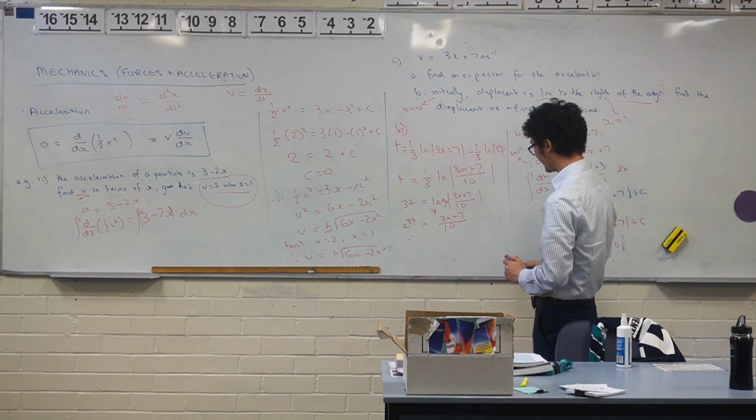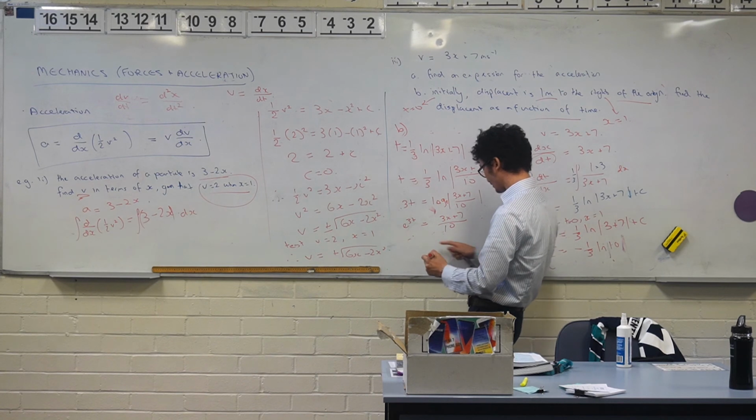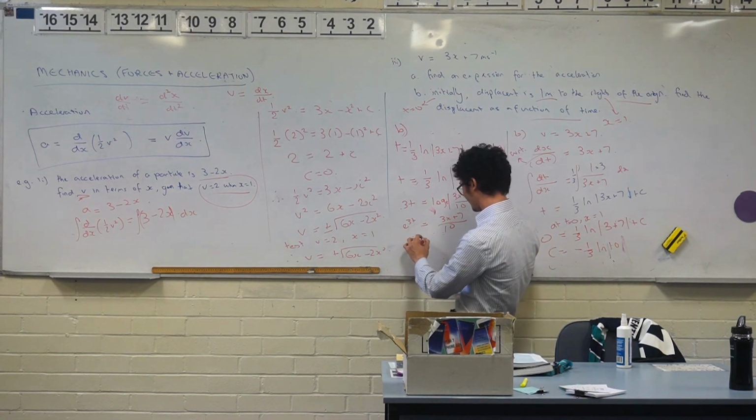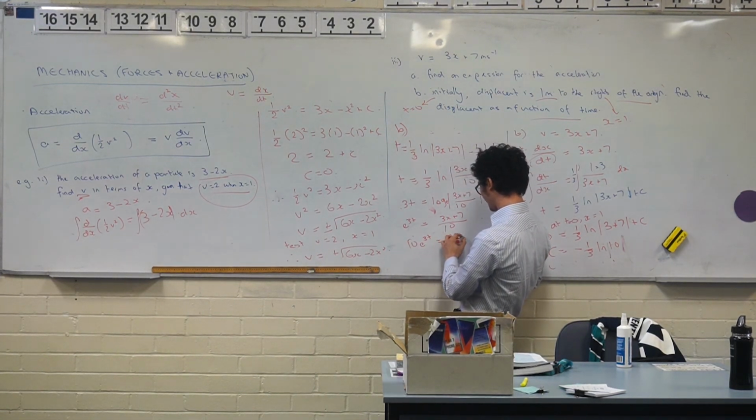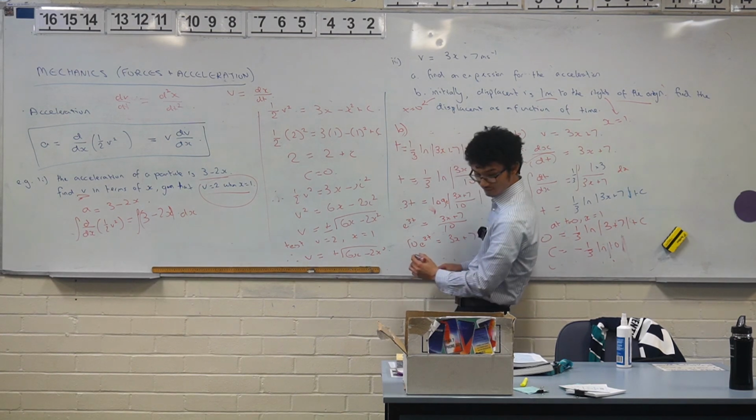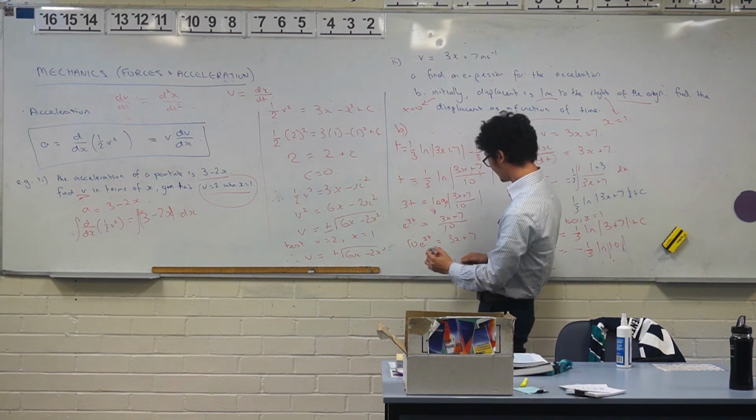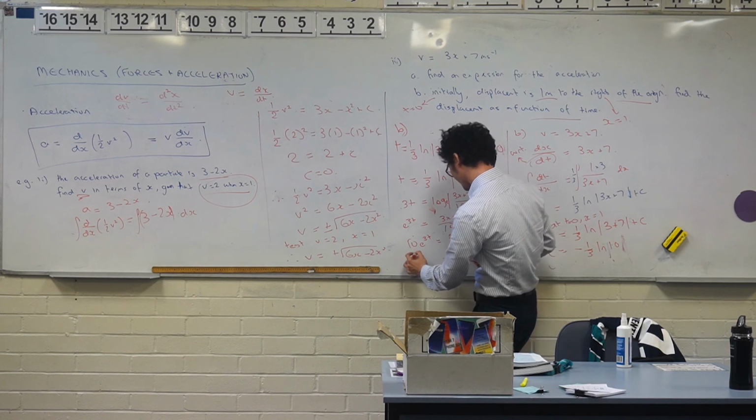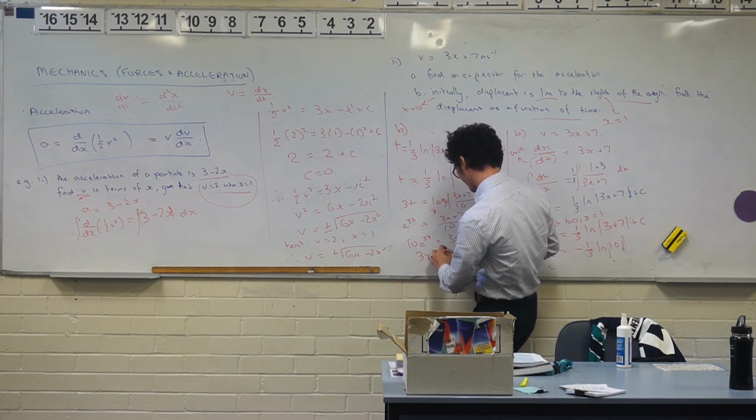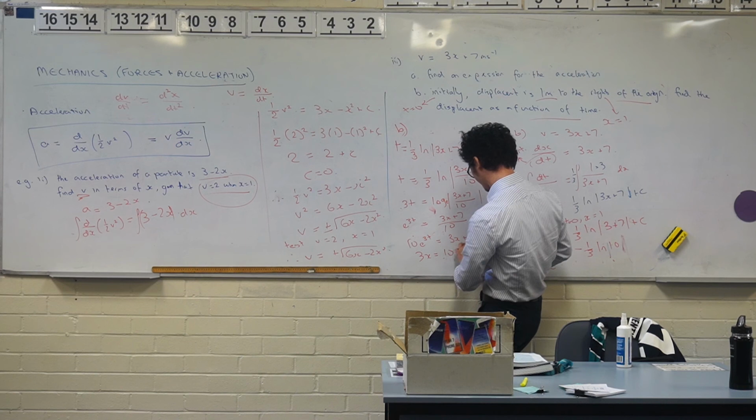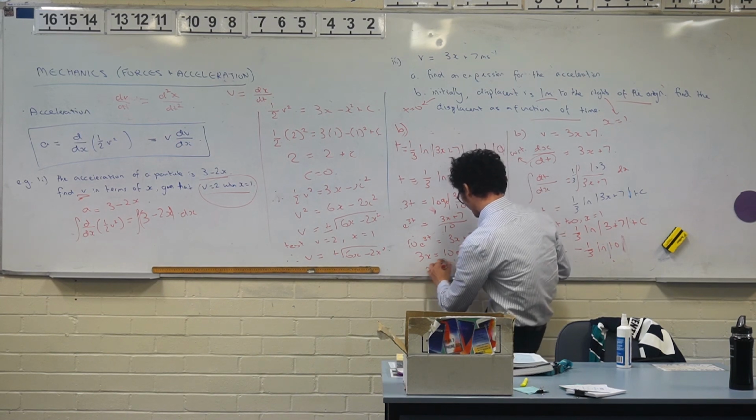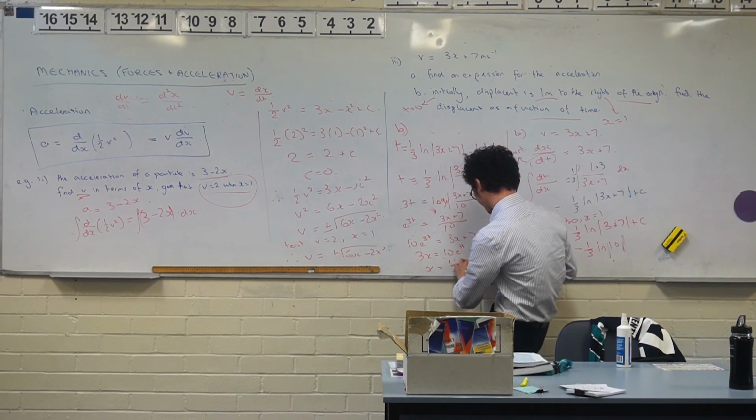And I guess we write x as the subject from there. So we just say that's 10 e to the 3t equals 3x plus 7. We can rearrange, so I get 3x is equal to 10 e to the 3t minus 7. And so x is equal to 1 on 3 outside of that. Okay?